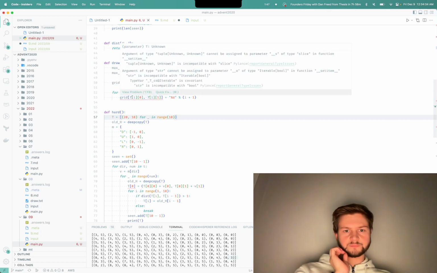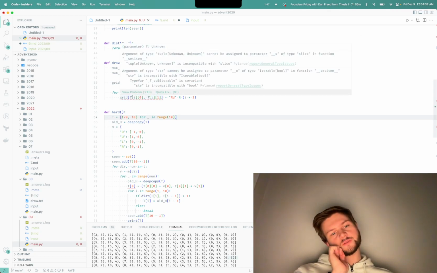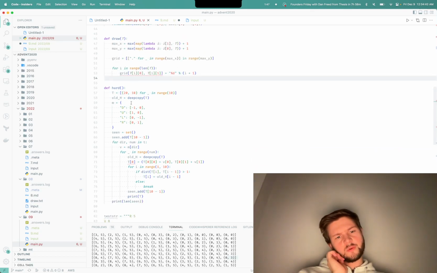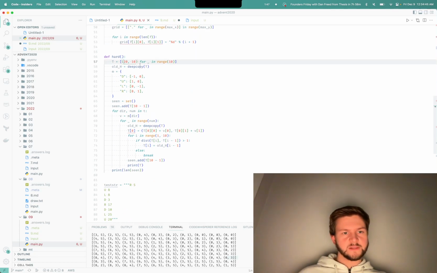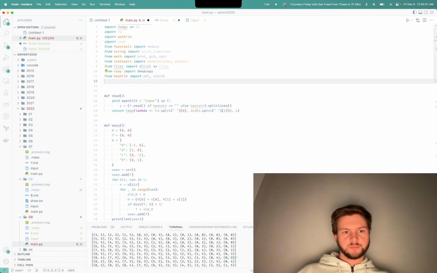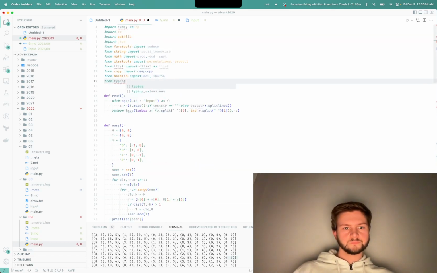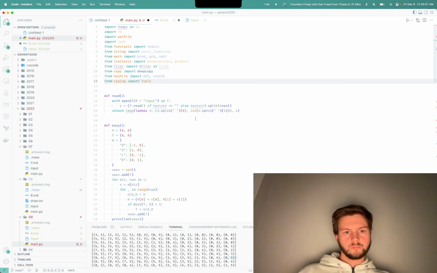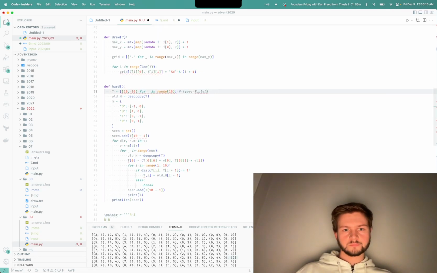What is your issue? Argument of type unknown cannot be assigned. Well, I guess this is time to give this one a type. This is going to be typing full. Full list.